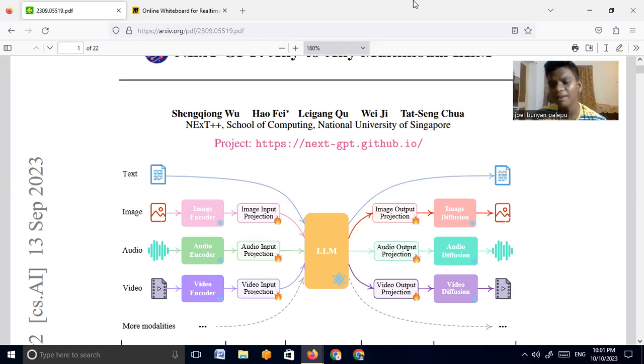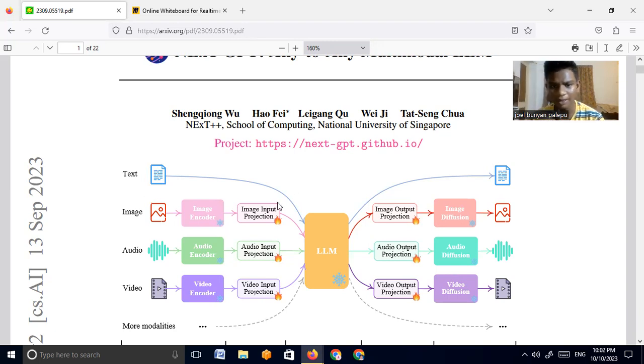And then we'll essentially prompt these diffusion models. So the model will learn to prompt these diffusion models to get the required images, videos, and audios, based on what the model needs to generate. Right. So that is the basic idea. That is what is happening here.